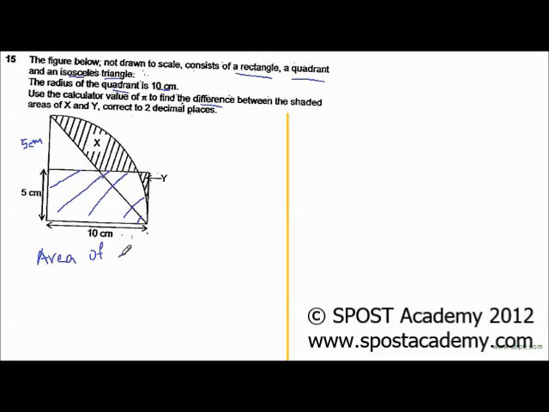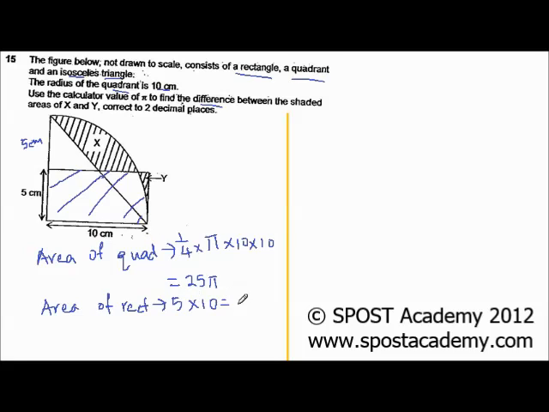So area of quadrant is equal to 1/4 times pi times radius, which is 10 times 10, and we will get 25 pi. We will not press the calculator first, so we just leave it as pi. And the area of the rectangle is given by 5 times 10. So 5 times 10 is equal to 50 cm square. So it's also cm square.